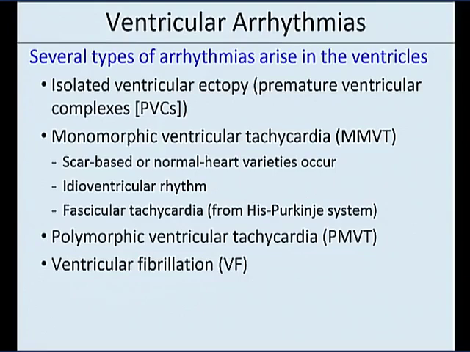Then there's monomorphic ventricular tachycardia. These are in several categories. We'll talk about these, and their subtypes. Polymorphic VT is a different animal. And of course, ventricular fibrillation.